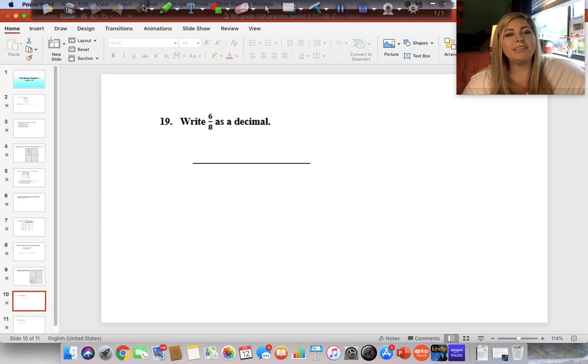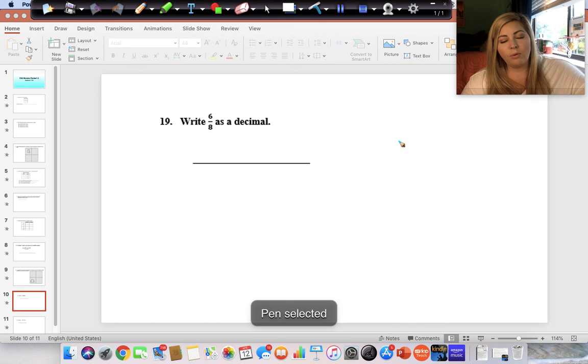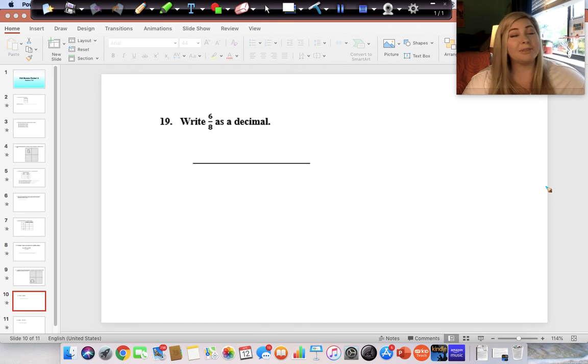Okay, so write 6/8 as a decimal. When we are dividing, fractions are just division problems, so we're going to put the top number in the house and divide it by the bottom number. Of course, if you were given a calculator on this one, you could just put it into your calculator, but we are going to do this manually.